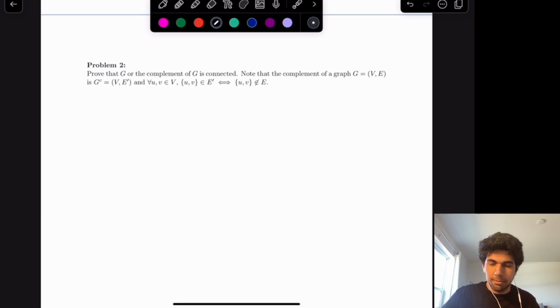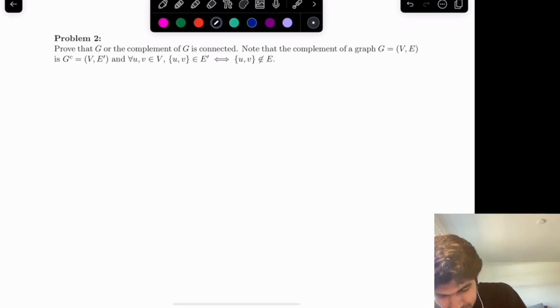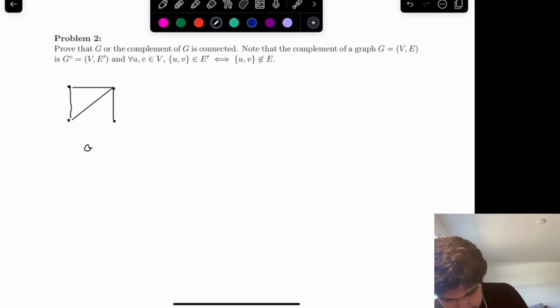So this is saying prove that G or the complement of G is connected, and note that the complement of a graph is basically this graph on the same vertex set such that edges only appear if they do not appear in the original graph. So I will try to explain this with a drawing. So let's suppose we have this graph on 4 vertices, and I don't know how to do this correctly. Maybe something like this, right?